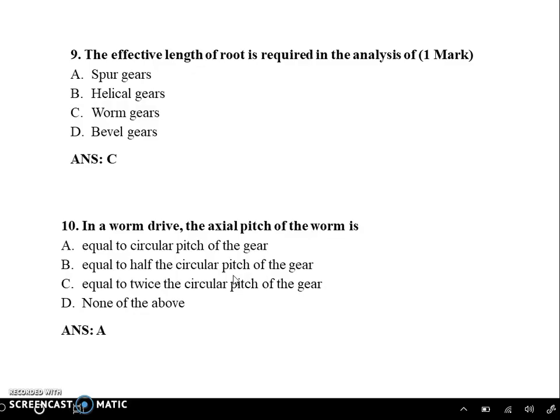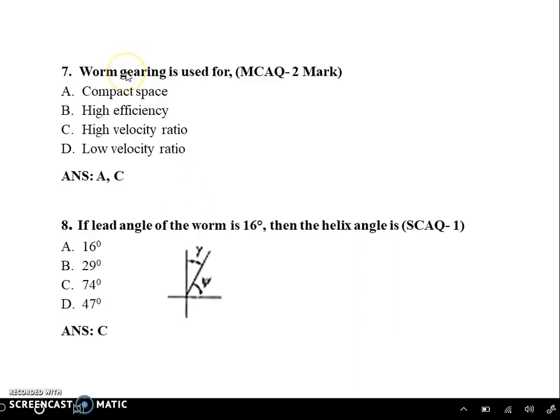Let us come to the effective length. Before that, worm gearing is used for, if we observe the same question which is repeated here, when space is compact and when velocity ratio is high. Here also, if the lead angle of the worm is 16 degree, then once again we will see that gamma plus psi is equal to 90 degree. If this lead angle is 16 degree, then psi must be 90 minus 16, and that's why the answer is 74. So C is correct here.